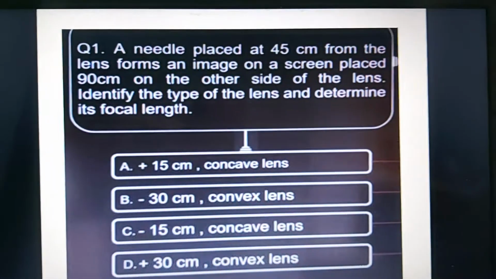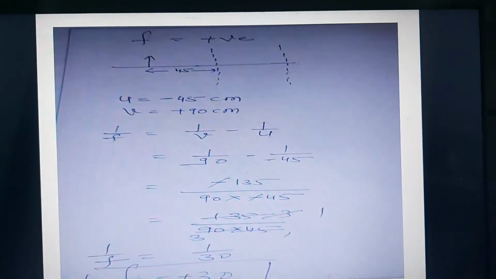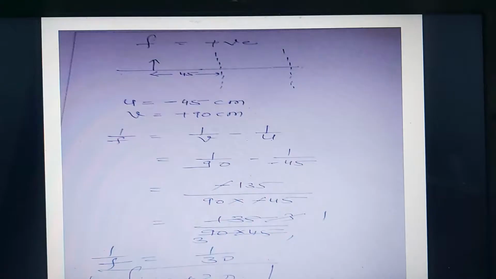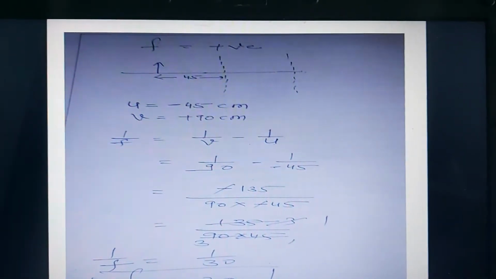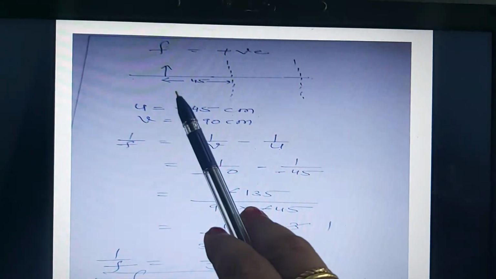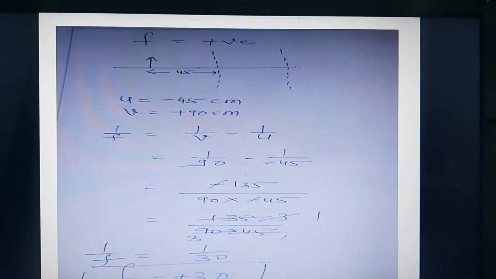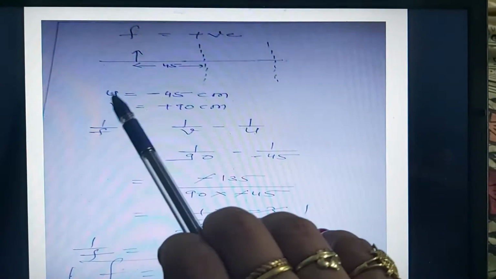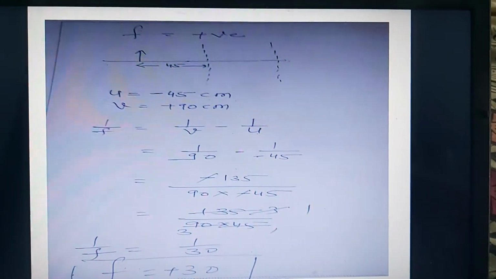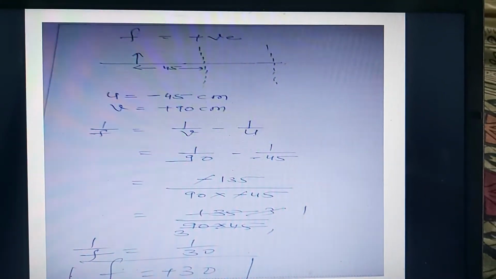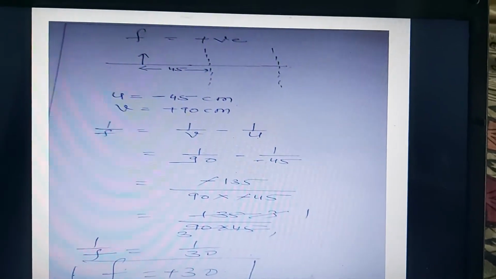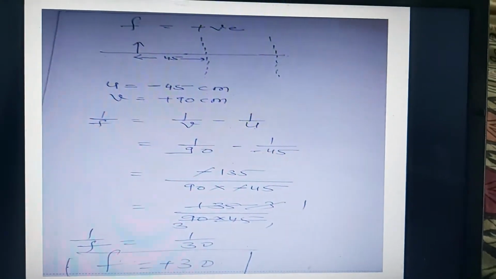So here, a needle placed at 45 centimeter from the lens, that is, an object placed at 45 centimeter from the lens. Suppose the object is kept at 45 centimeter. So u is always negative, it does not matter which lens this is. So u is equal to minus 45 centimeter.